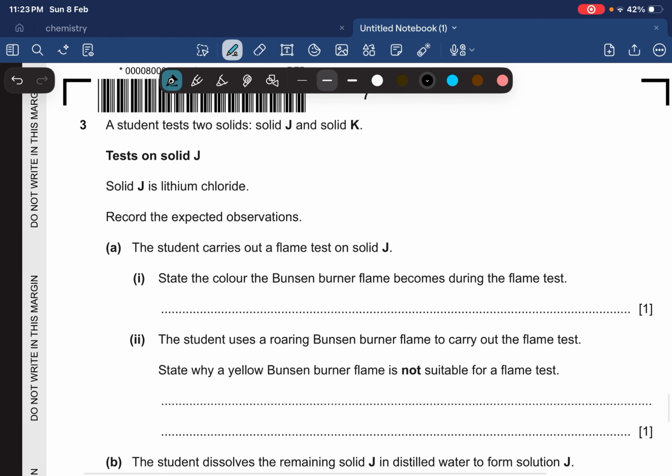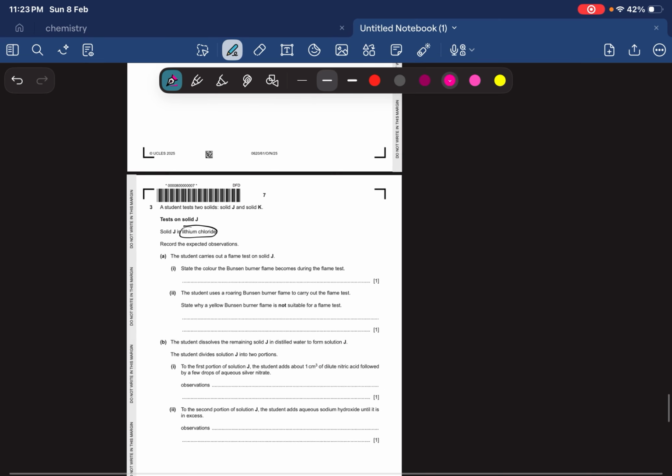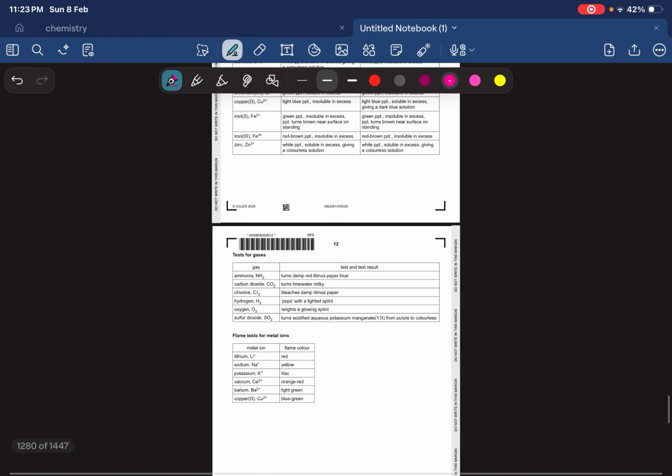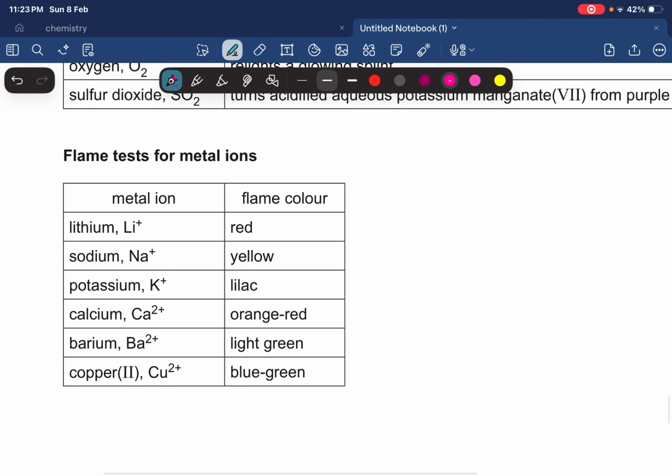A student tests two solids, solid J and solid K. Tests on solid J. Solid J is lithium chloride. Okay, thank you for telling me it's lithium chloride. Now I know it's lithium chloride. Record the expected observations. The student carries out a flame test. I guess you're given the flame colors, right? If you're not, then that's sad. Lithium is going to give you a red color.